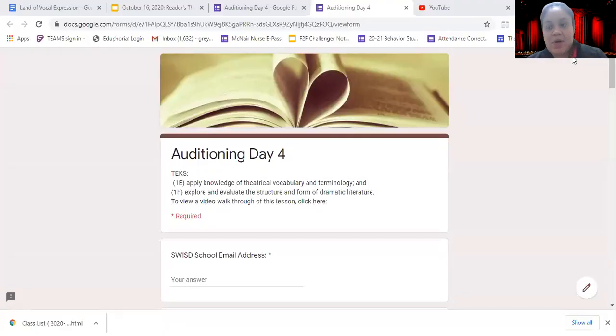So when you open up your form, you're gonna see auditioning day number 4. We're still working on TEKS 1E and 1F, which is applying your knowledge of theatrical vocabulary and terminology and exploring and evaluating the structure and form of dramatic literature. And so what that means is we're looking at terms that you should already know, such as auditioning, slating, monologues. And then the dramatic literature we're looking at is, of course, your monologue. Today we are still working primarily on memorization.